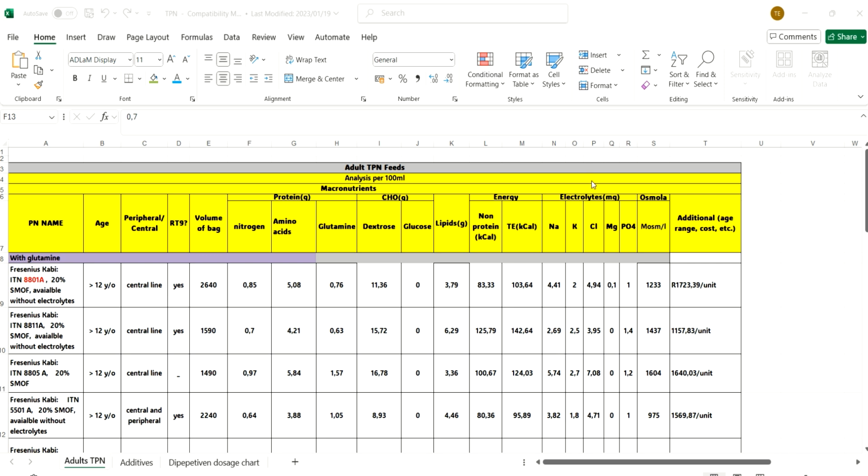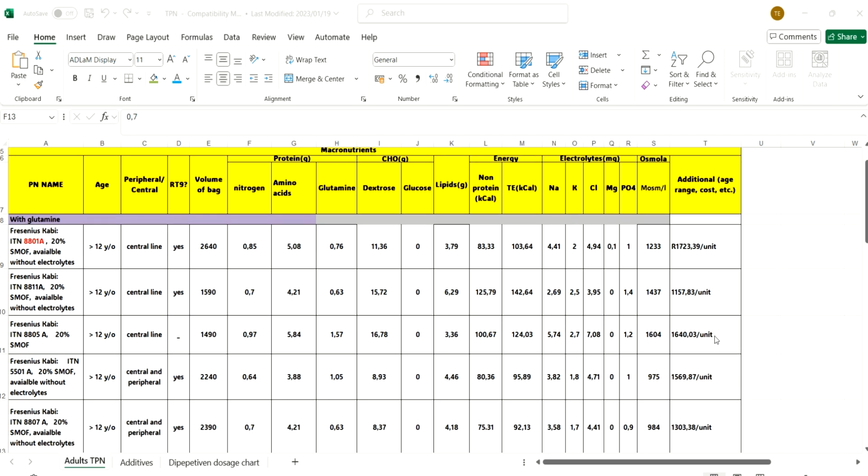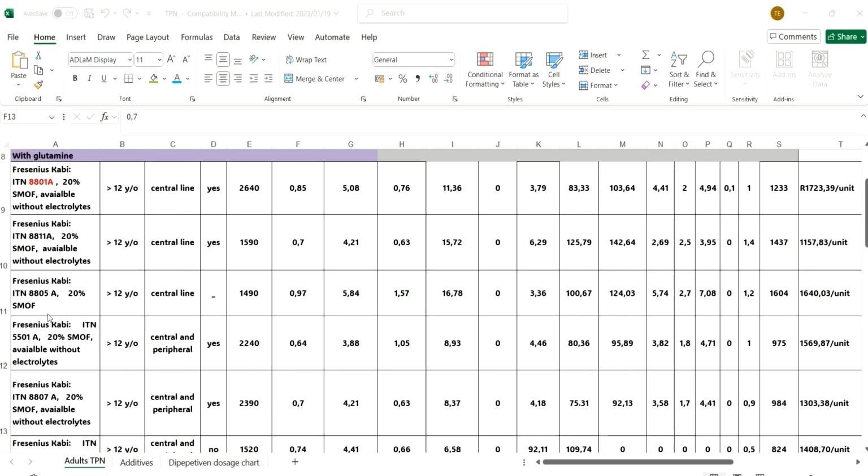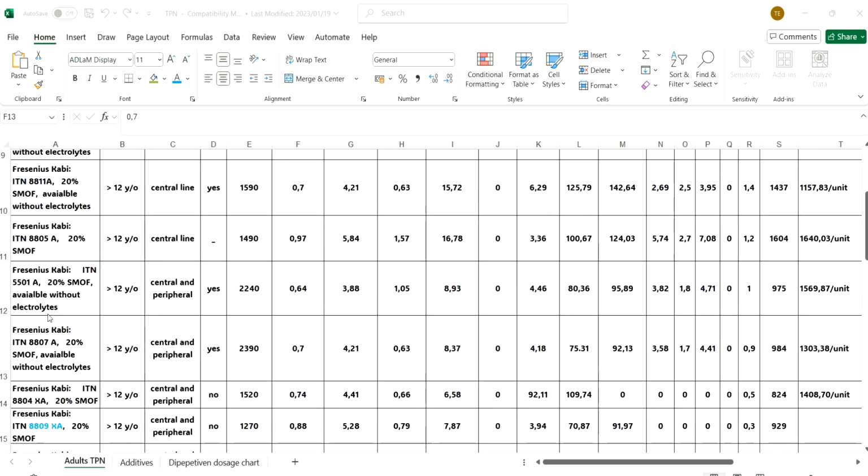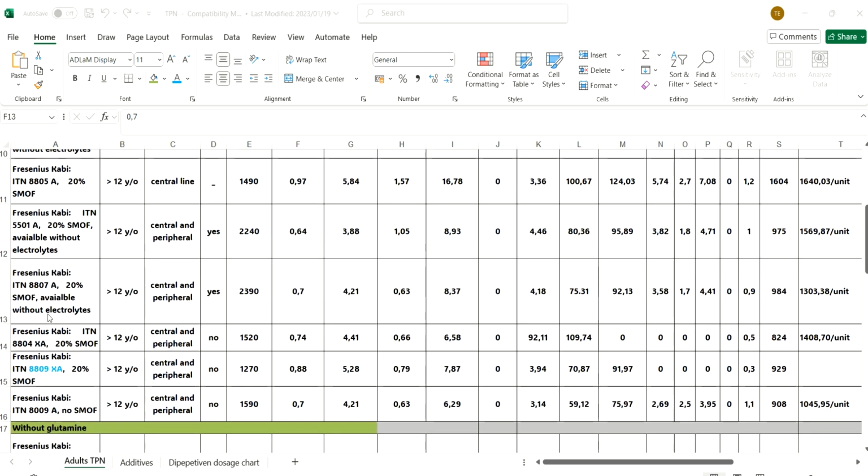Then we have our electrolytes and osmolarity. Okay, that's kind of cut off, as well as additional information. So how much is it per bag or per unit, etc. There's not much information that we do add in this column. It's just the price. So as we go along, not all bags are available without electrolytes. So that's why it's important to indicate.